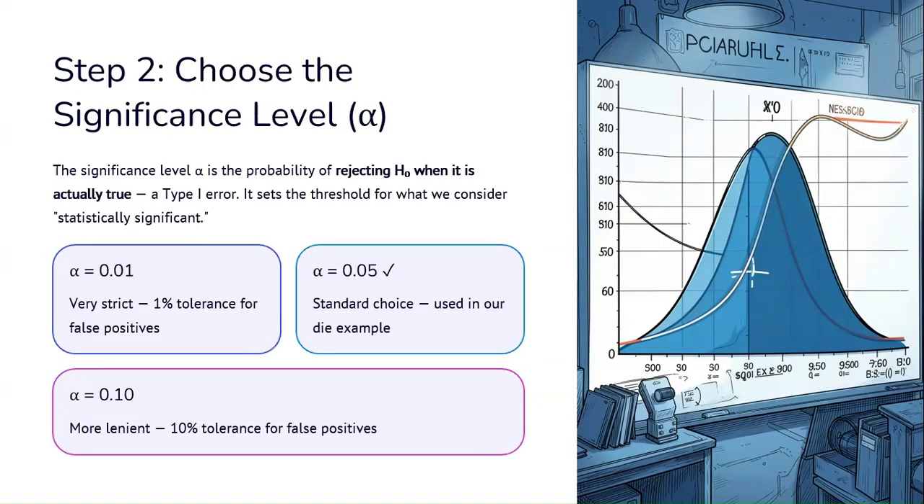Step 2, choose the significance level. The significance level represents the probability of making a type 1 error, that is, rejecting H0 when it is actually true. Common choices are 0.01, 0.05, or 0.10. In most statistical studies, including our example, we will use the level of significance denoted by alpha equal to 0.05. This means we are willing to accept a 5% risk of incorrectly rejecting the null hypothesis.